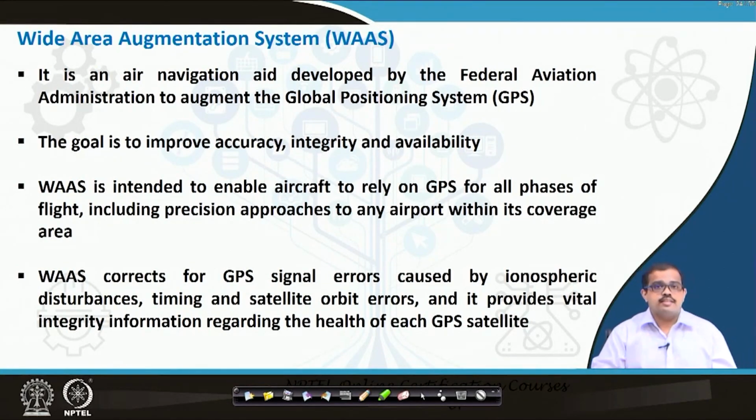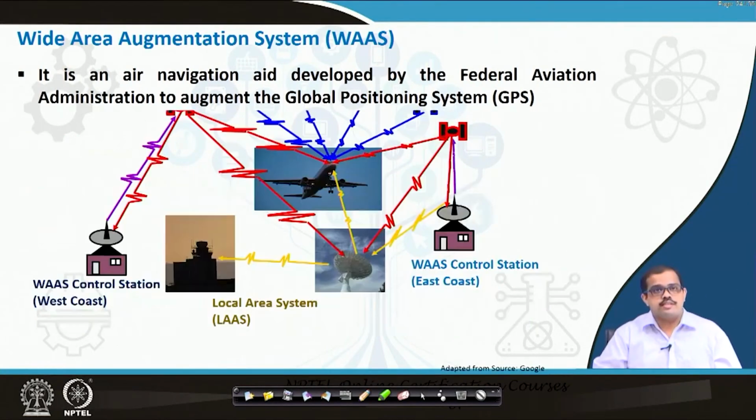Then WAS corrects for the GPS signal errors caused by ionospheric disturbances, timing and satellite orbit errors, and it provides vital integrity information regarding the health of each GPS satellite. That is extremely important when you are looking at satellite signals. The health of a GPS satellite is important, and that input is provided by the WAS system.